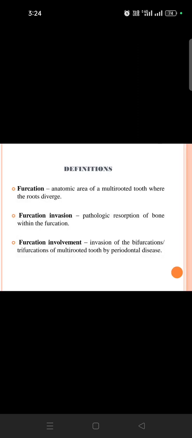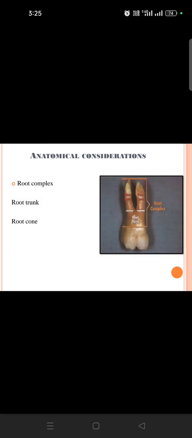Introduction. Furcation is an area of complex anatomic morphology that, once involved, is difficult to debride by routine periodontal instrumentation. Coming towards the definition, furcation is the anatomic area of a multi-rooted tooth where the roots diverge. Furcation invasion is pathologic resorption of bone within the furcation, invasion of the bifurcations or trifurcation of a multi-rooted tooth by periodontal disease.